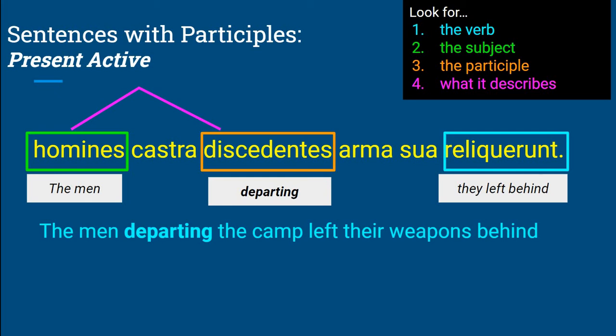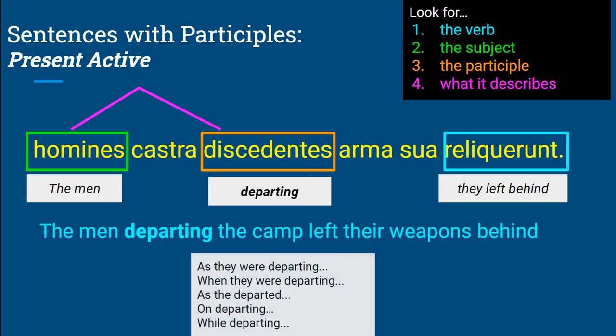abandoned their weapons. One other thing to bear in mind is you have to be a little bit flexible when translating participles, because sometimes it can sound a little bit rigid otherwise. So you could say as they were departing the camp, when they were departing, or as they departed, on departing, or while departing. Bear in mind that there is more than one possible way to translate a sentence containing a participle to make it sound more natural.